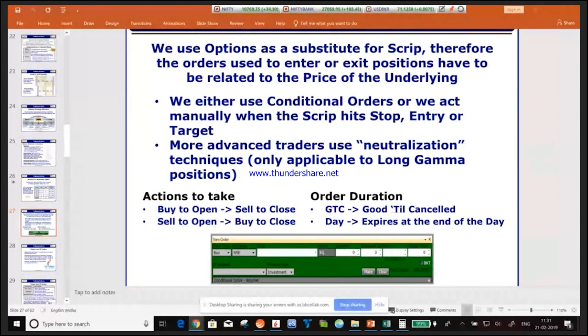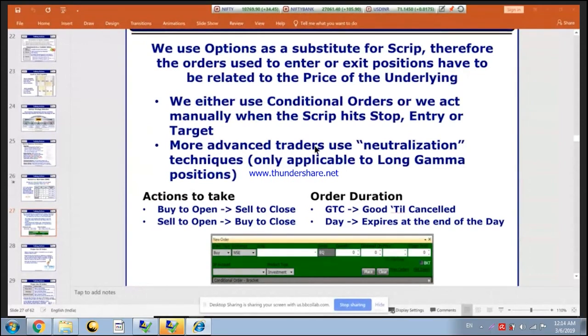All right. Now we use options as a substitute for the script. Therefore, the orders used to enter or exit options have to be related to the price of the underlying. We either use conditional orders or we act manually when the script hits stop, entry, or target. More advanced traders use neutralization techniques only applicable to long gamma positions, and this neutralization is covered in depth in XLT. It's not a topic for this class, it's a topic for XLT.